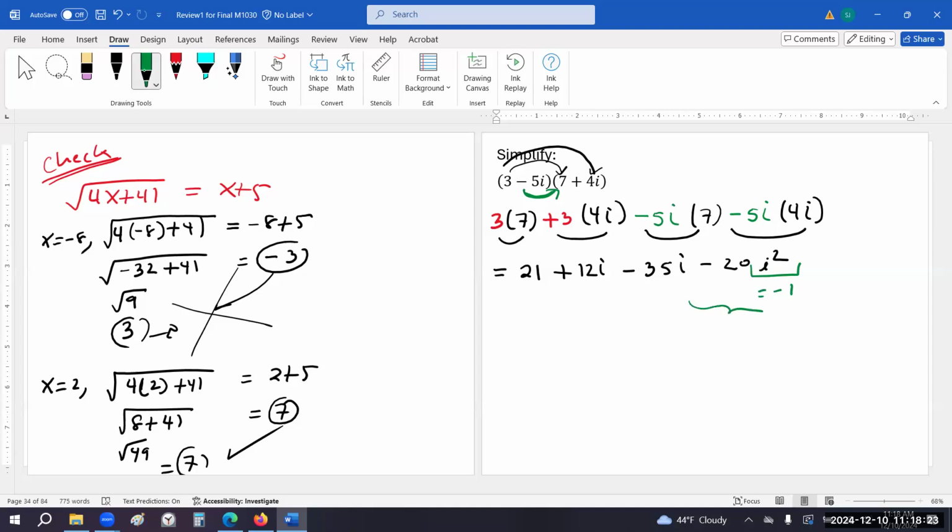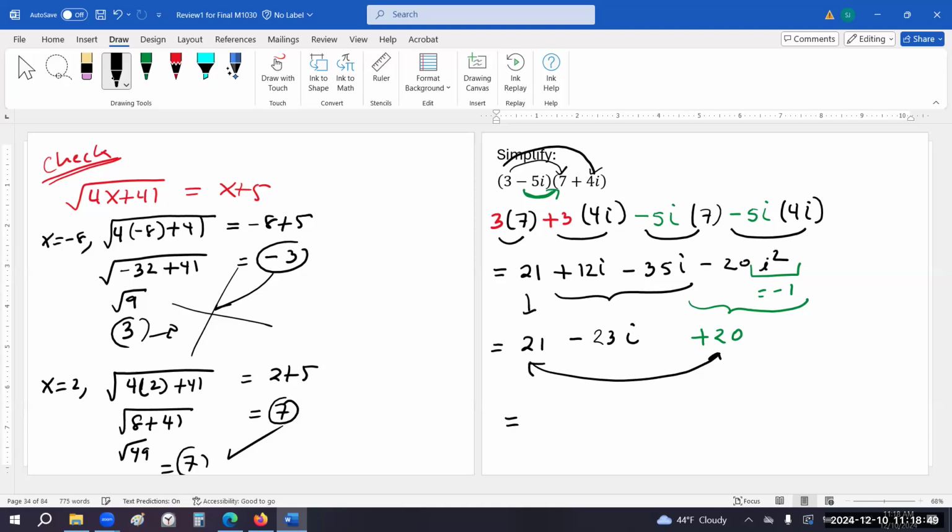So what happens? Negative 20 times negative 1? Positive 20. So this is negative 23i. This is 21. Combining like terms, 41 minus 23i.